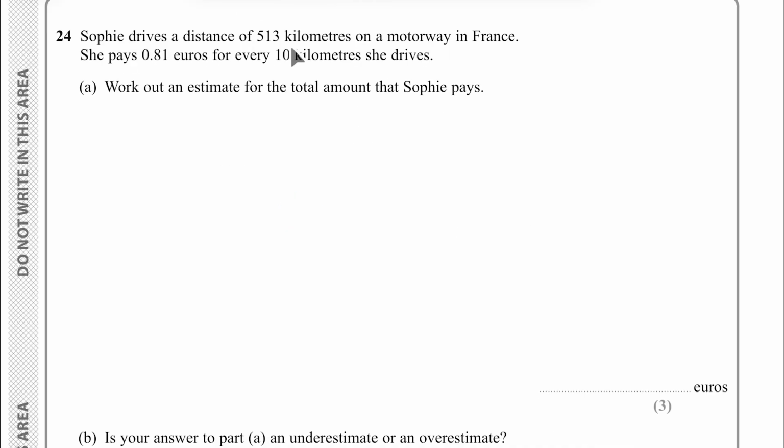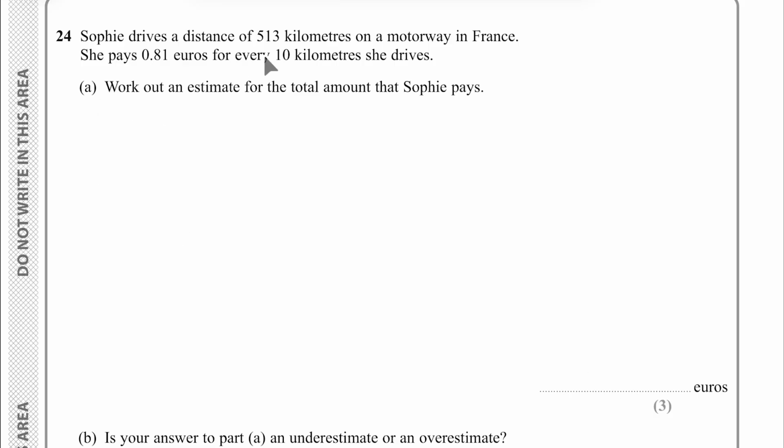Question 24. Sophie drives a distance of 513 kilometres on a motorway in France. She pays €0.81 for every 10 kilometres she drives. Work out an estimate for the total amount that Sophie pays. So estimate, don't be tempted to work out the correct value. They want an estimate and it's worth 3 marks.